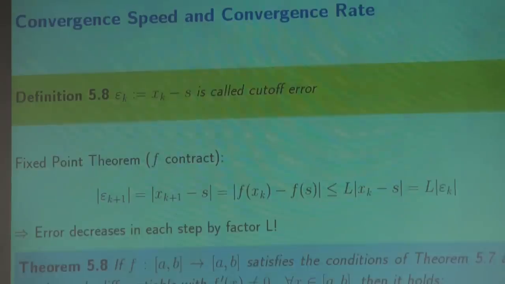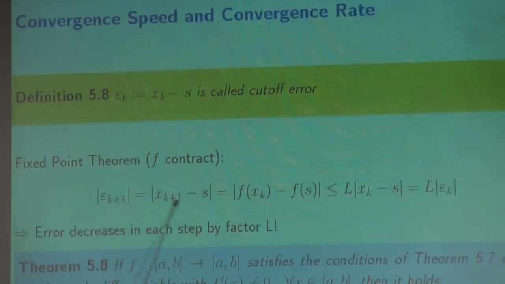Now I want to look at the convergence speed a little bit closer. We know already that convergence speed via the Lipschitz constant is somehow related to the first derivative at or around the fixed point. And we will look at this now again. First, we define such a number epsilon k. We call this the cutoff error, which is the error we have when we stop our iteration after k steps. So it's xk minus s.